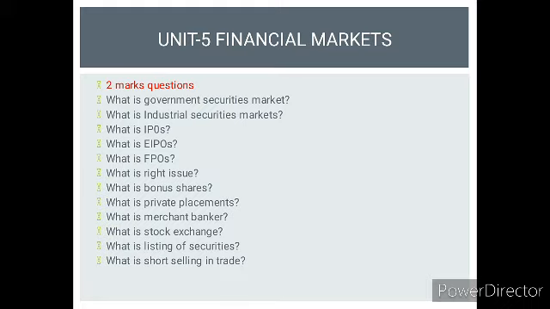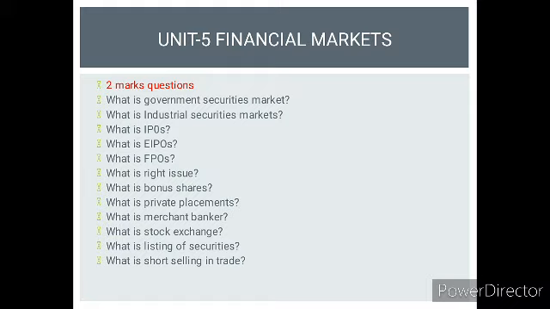First we can go with: what do you mean by government security market? The government security market is a market where only government securities are traded, or risk-free gilt-edged instruments are traded. Second one, industrial securities market. The industrial securities market is one where only industrial securities, or company securities, are traded, such as equity shares, bonds, or debentures.